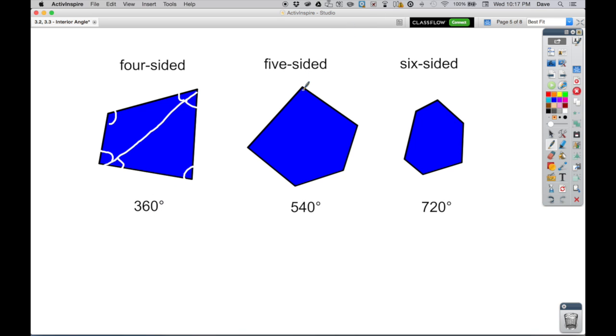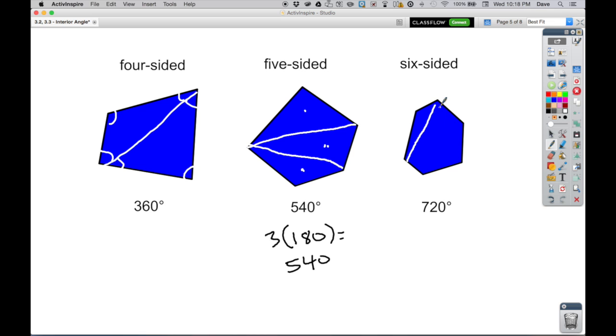I could do the same thing with the five-sided shape. I could start at this vertex, cut off the top to create one triangle, go from that same vertex and cut through here to this spot, and then I get two more triangles. So it's three triangles with 180 degrees apiece, and that's where the 540 comes from. Same thing if we continue with this pattern. Pick a vertex, start cutting triangles. There's 1, 2, 3, and 4. So we get 4 times 180, and that's where we got the 720 from.